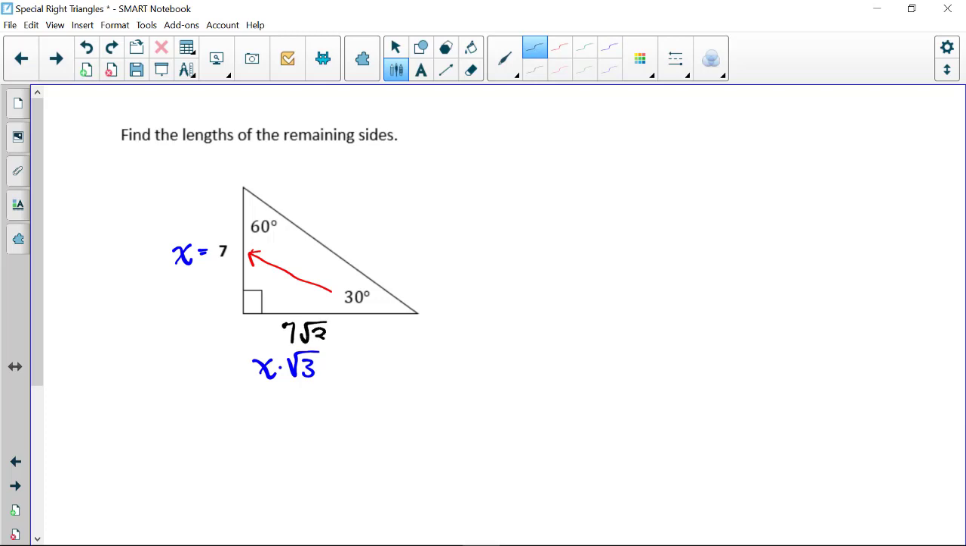So that's going to be 7 times the square root of 3, the exact value. Then for the hypotenuse, we go to that shortest side again and we just double it. So it's 2x, or 2 times 7 is 14. So here are the measures of the sides. I don't have to do a ratio. I've got 7 square roots of 3, and I've got 14. And there it is. Pretty neat. Get these memorized. It'll make life so much easier as we go through some of our remaining material.